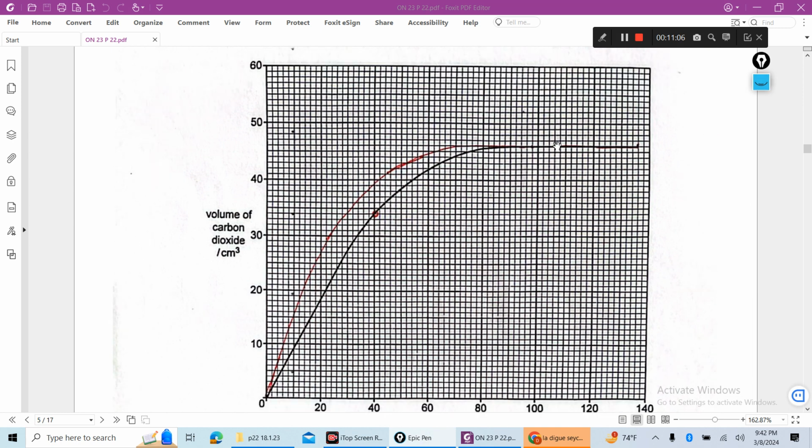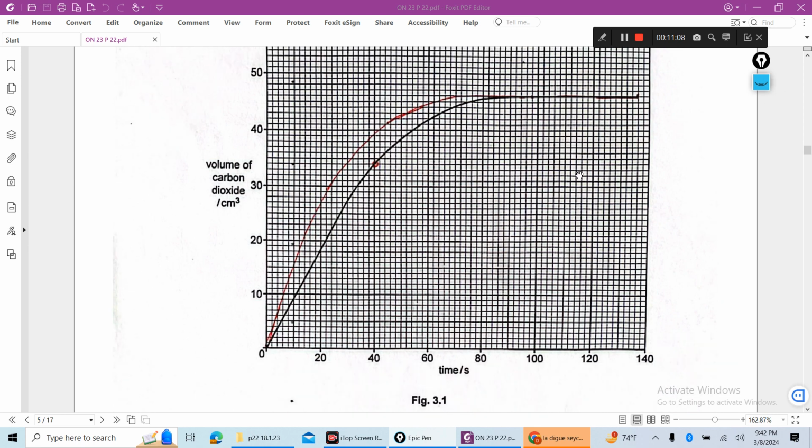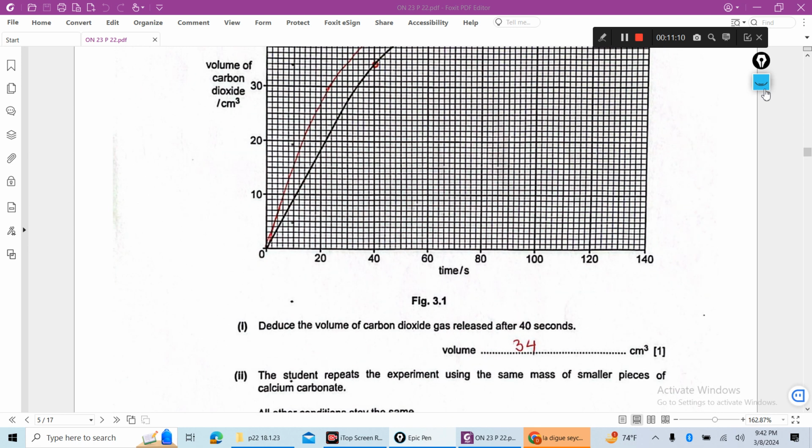Now deduce the volume of carbon dioxide gas released after 40 seconds. You will get the answer from the graph: 34. How do you get it after 40 seconds? You count it.